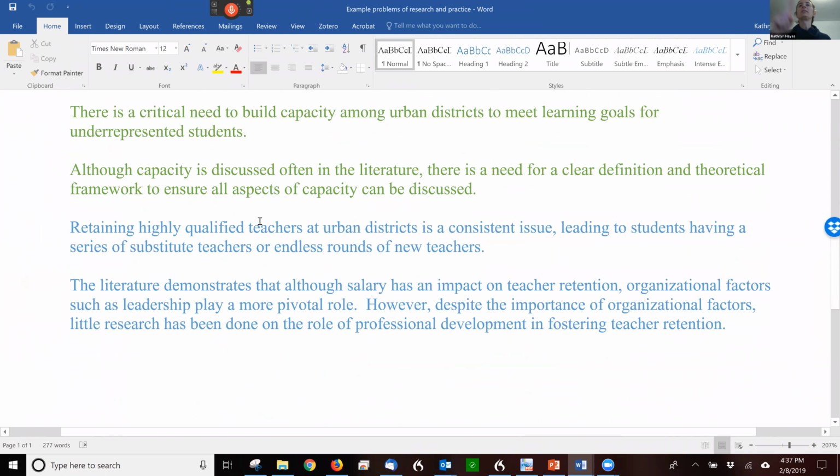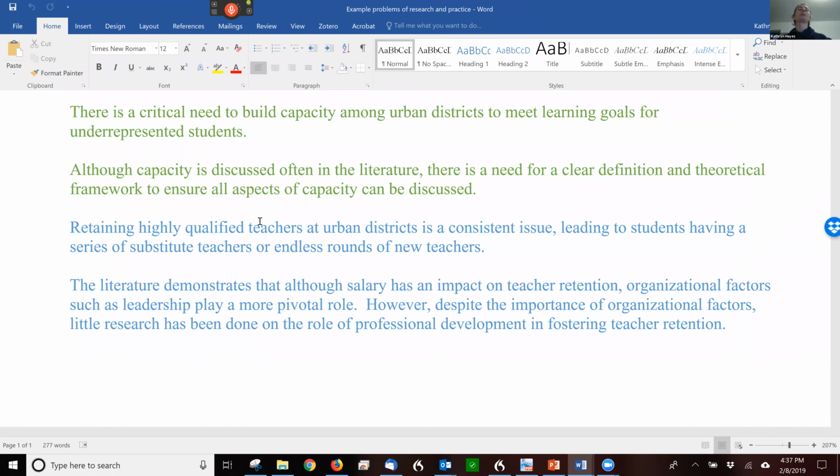There is a critical need to build capacity among urban districts to meet learning goals for underrepresented students. So ask yourself the question, is this a problem of practice? Is this something that just needs to happen out in the schools, or is this a problem of research? A problem of research is something we need to understand. Again, I'm going to read it. There's a critical need to build capacity among urban districts to meet learning goals for underrepresented students.